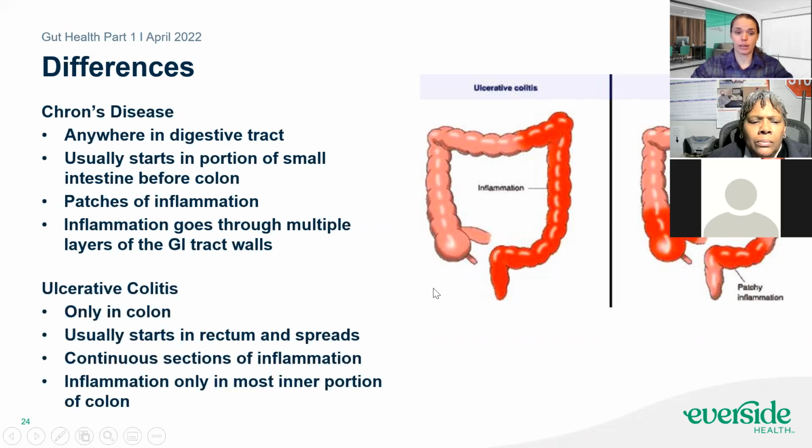Ulcerative colitis is only in the colon. It usually starts in the rectum and continues to spread up from the rectum. And it causes inflammation only in the innermost part of the intestines. So ulcerative, remember that word ulcer, you get the little holes, and we'll see that in a second here too.